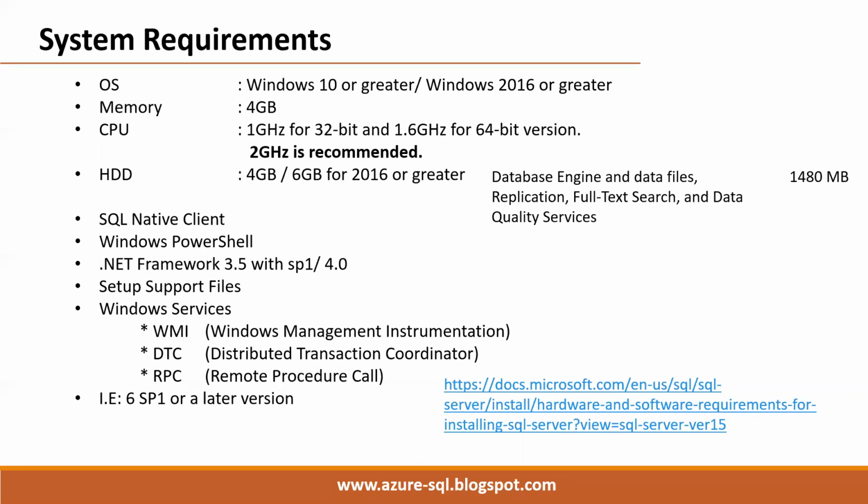Next is memory, at least 4 GB. In general 2 GB is enough, but in production we need at least 4 GB. Then CPU, at least 2.0 gigahertz. All these are very basic things. Generally, every machine has these.